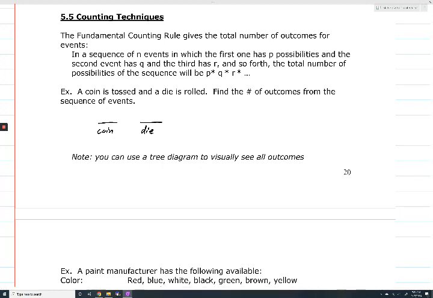So if a coin is tossed, that's 2 different outcomes. If a die is rolled, that's 6 different outcomes. I multiply those together, and I get a total of 12 different outcomes.